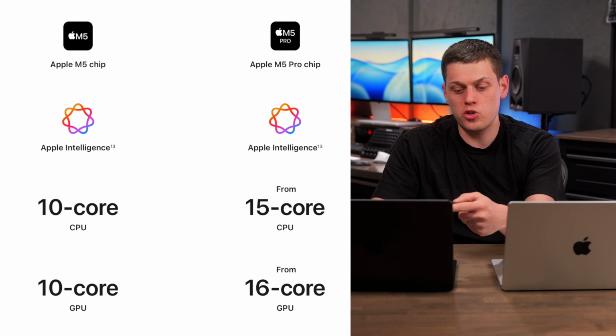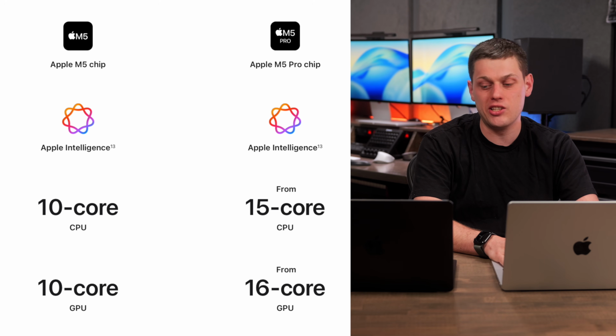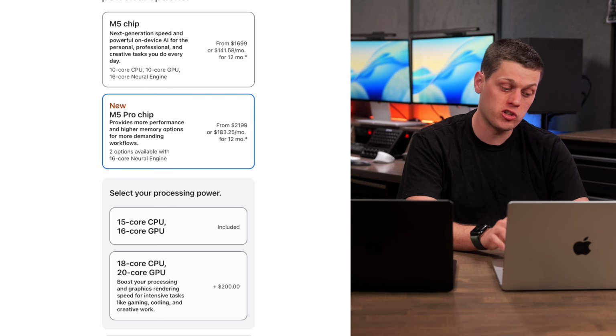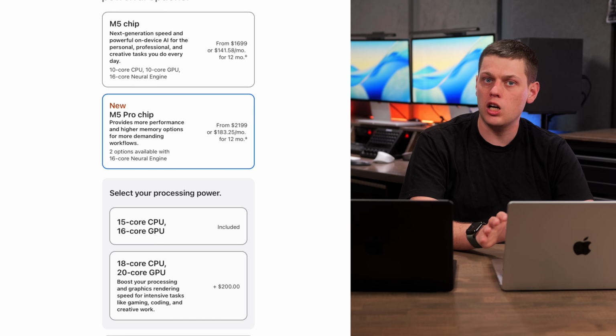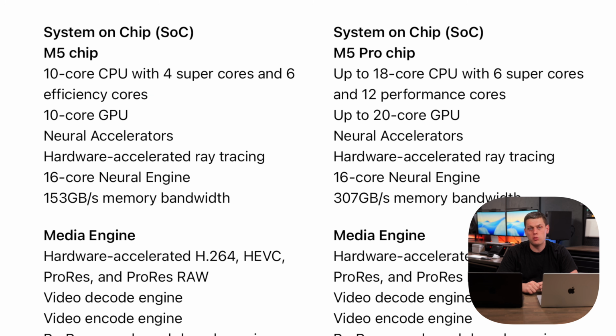The M5 has a 10-core CPU and a 10-core GPU. The M5 Pro starts with a 15-core CPU and the 16-core GPU, but you can actually spend an extra $200 on it to get the full unbinned chip that has extra CPU and GPU cores. Also, the M5 Pro doubles the bandwidth of the M5 from 153 gigabytes a second of memory bandwidth on the M5 all the way up to 307 gigabytes a second of memory bandwidth on the M5 Pro. Memory bandwidth is how fast the RAM is able to talk to the processor.